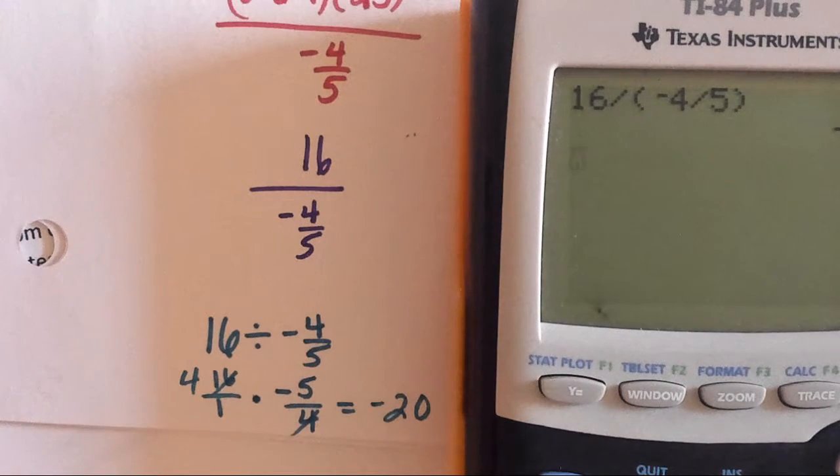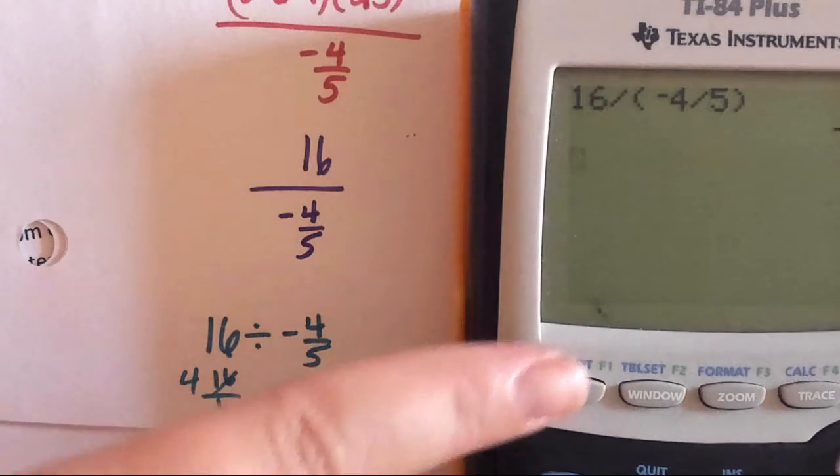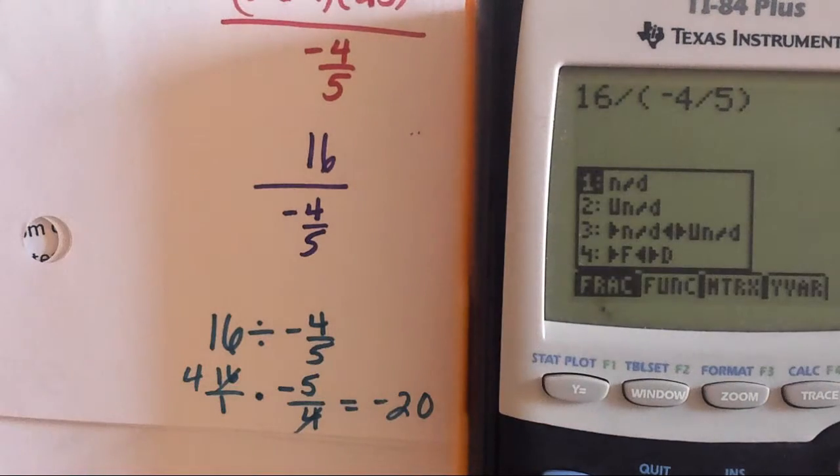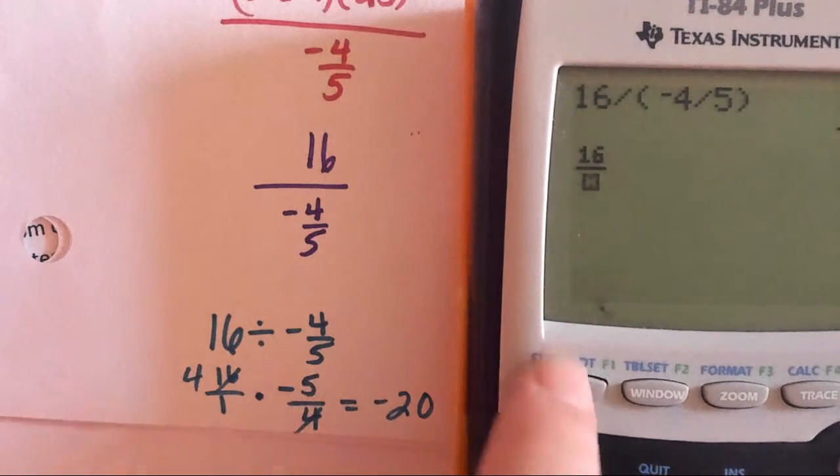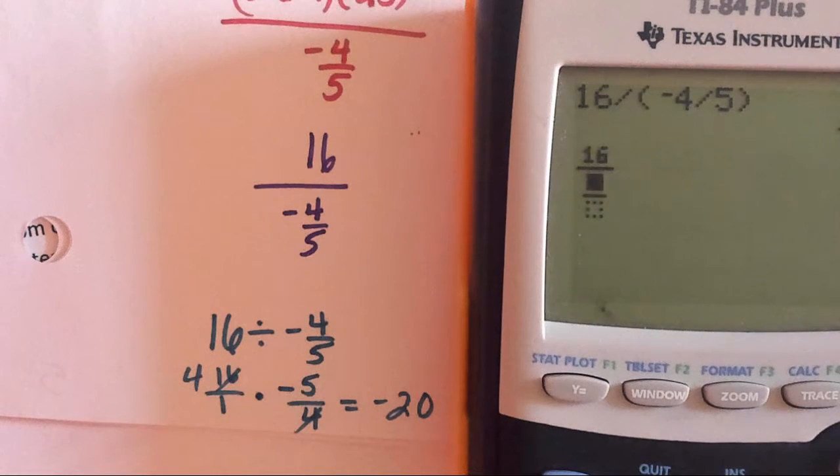There's an alpha button on your calculator. If you press alpha and then y equals, you can actually pick to type in a fraction. So if we pick it, we can put 16 in the numerator. We can press alpha again, choose to type in another fraction, negative 4/5. And look, now my calculator screen looks like my paper. And I still end up getting negative 20.